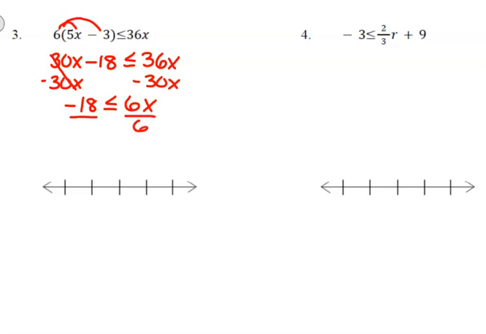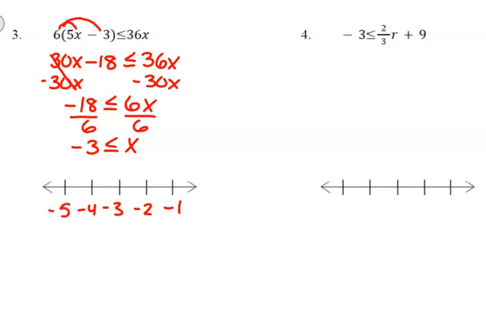Get x by itself, so divide by 6. Now be careful, this is negative 18 divided by 6. I am dividing by a positive 6, so my symbol stays. Be careful when you number your number line.